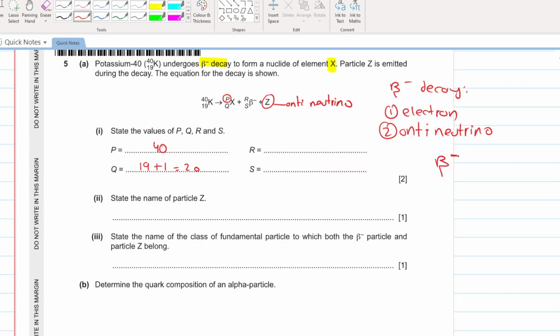Whenever you have a beta positive decay, which two particles are emitted? Positron and neutrino. If anyone doesn't remember this, please write it down in your registers. Perfect. Now let's move on to this particle.